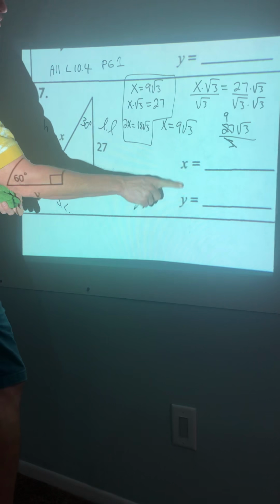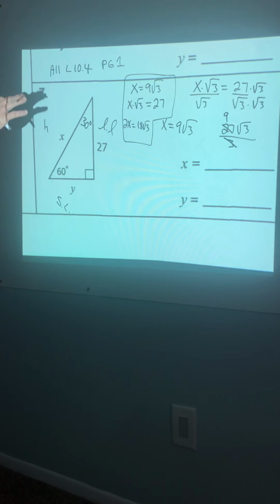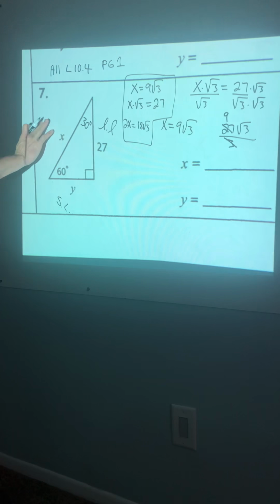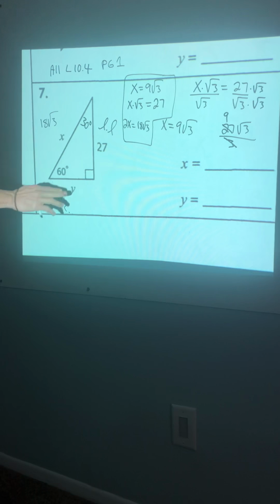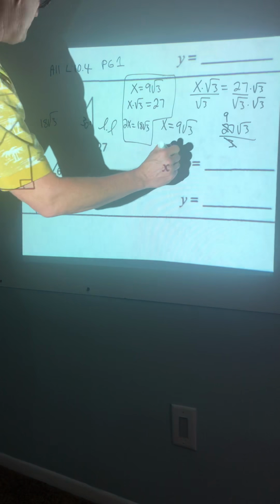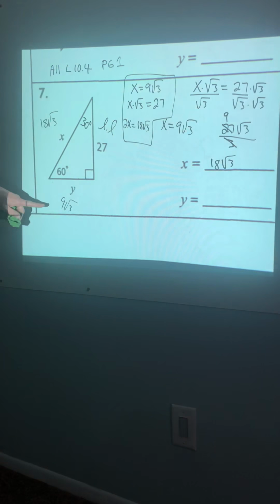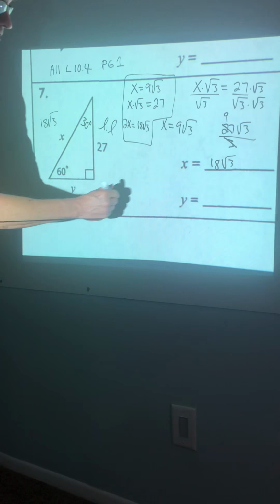I hate these x's and y's, those are just so they can label it on here, but either way, 18 radical 3 is the hypotenuse, and then 9 radical 3 is the short leg over here. They're just calling this one x, and they're just calling that one y. So x is the hypotenuse, 18 radical 3, and y is the short leg, 9 square root of 3.